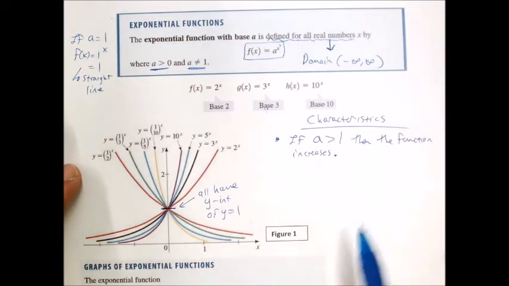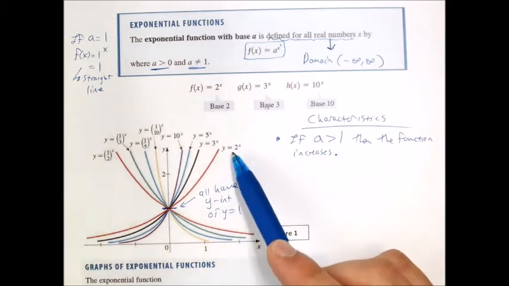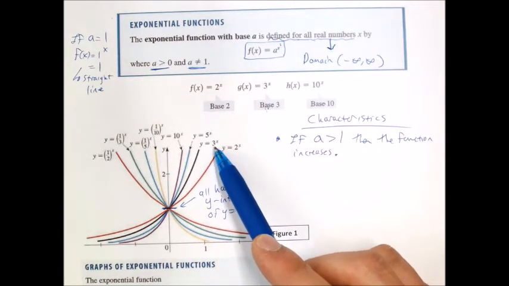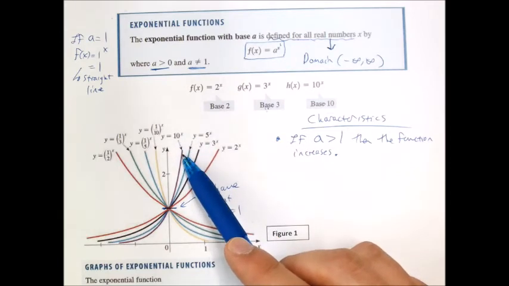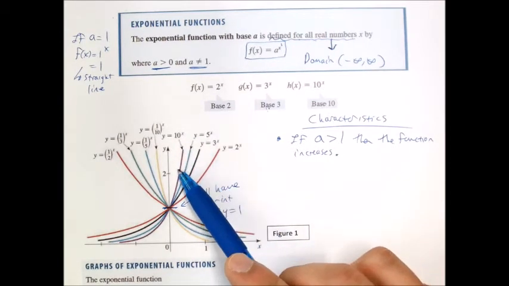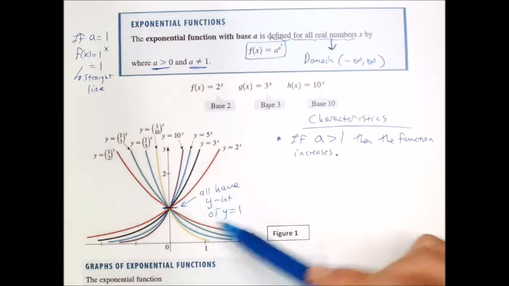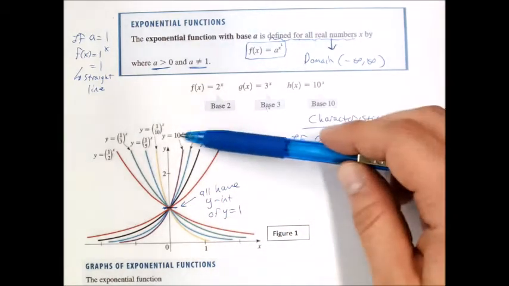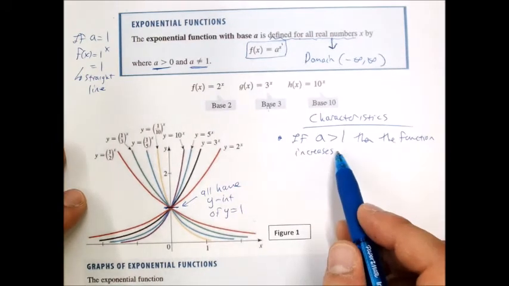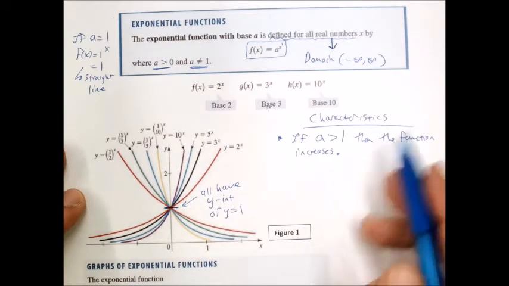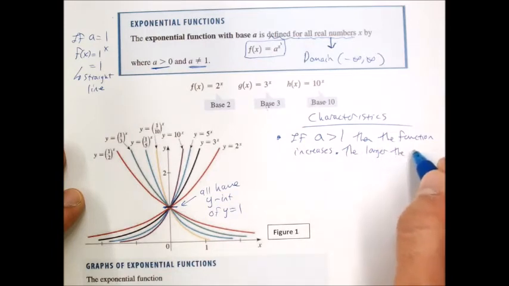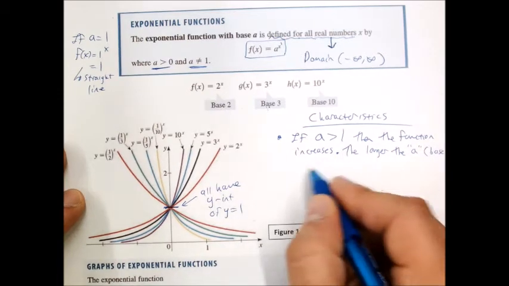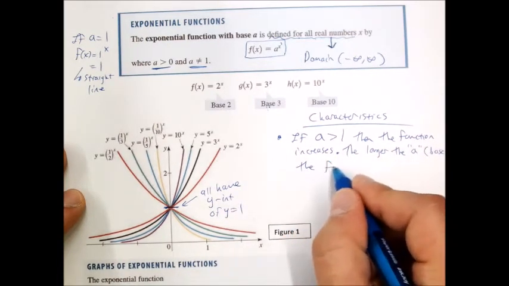Say something more about that. Notice how 2 is the one that's the farthest to the right, and then 3 is here, and then 5 is here, and then 10 is here. So what do you notice? That as the base increases, the function gets steeper. See how 2, 3, 5, 10? So not only does A bigger than 1 mean it's increasing, but the larger the A or the base, the faster it increases.